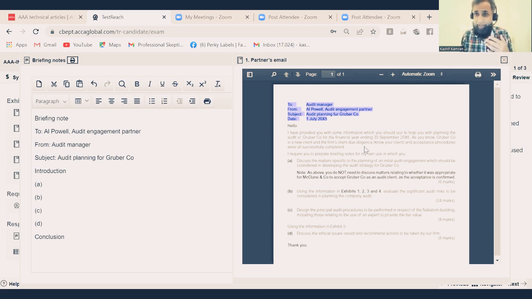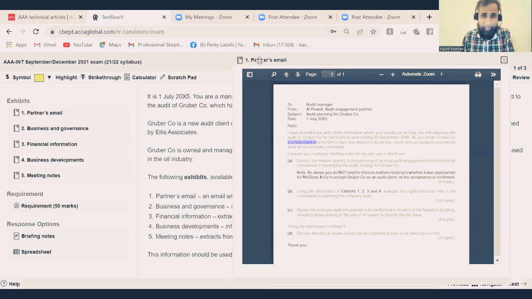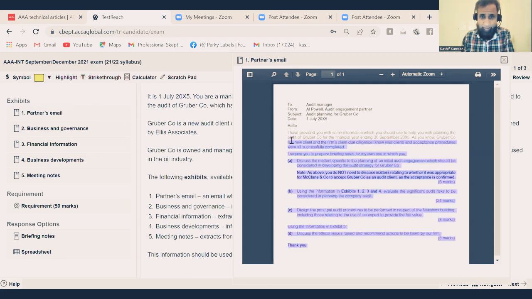Have we successfully completed the client acceptance procedure? Yes. Have we accepted the client? Yes. So Grubber is a new client and we have accepted it. We have already done the client screening of Grubber. So very important information here is that Grubber is a new client, the first very crucial information. So I go to my highlighter and I highlight it: Grubber is a new client.